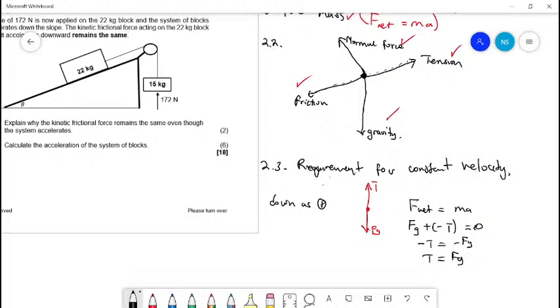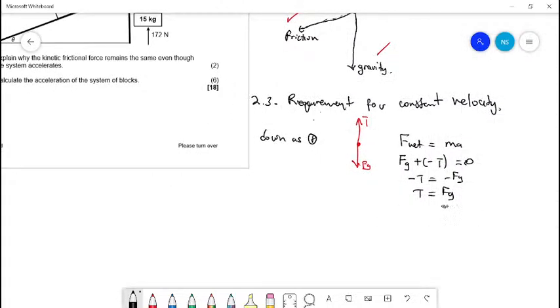And then from now, we need to get the value of T. So the value of T is given by mg. So m is 15, and then g is 9,8, and that gives us 15 times 9,8. It will give us a value of 147 newtons. 147 newtons. So that's our T.